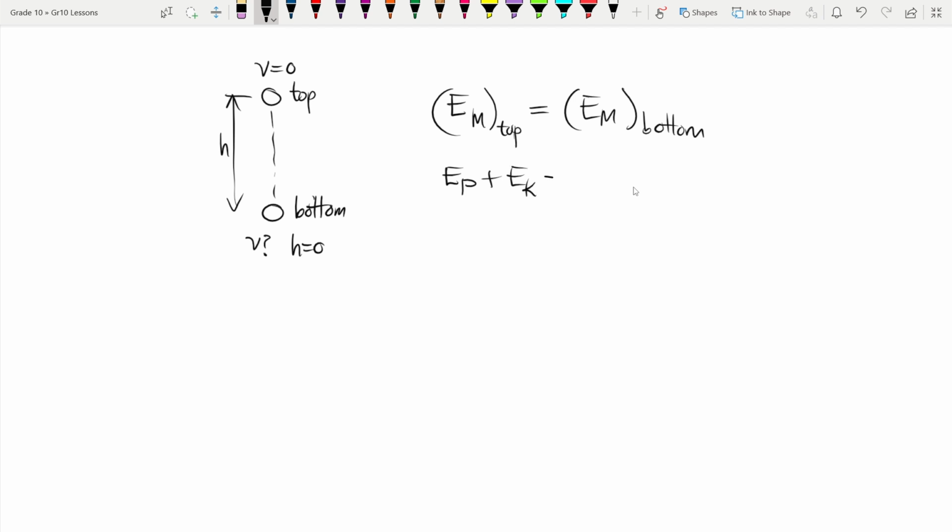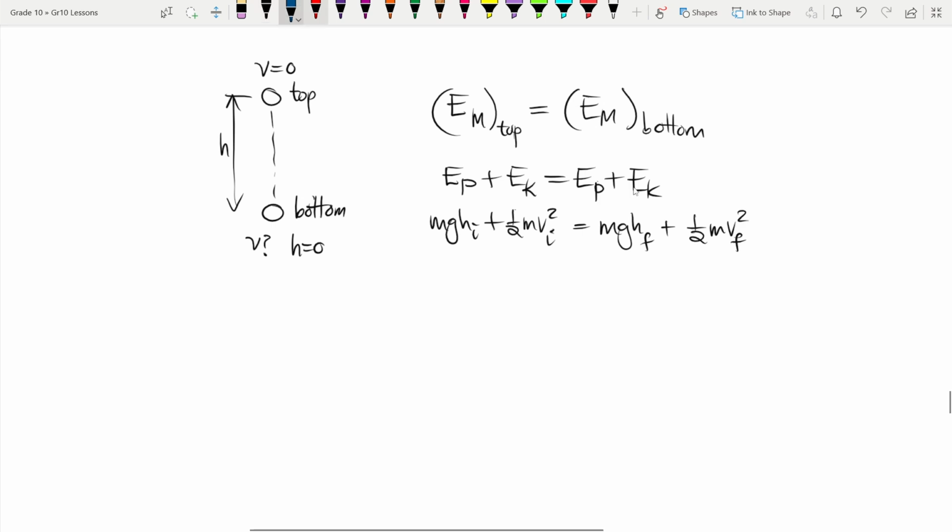EP plus EK is equal to EP plus EK at the bottom. Then you write it out, mgh at the top plus half mv squared at the top. I'll just call them initials. And then this is equal to mgh at the bottom plus half mv squared at the bottom. I'll call them finals. Then I can just go and write the ones that are zeros.